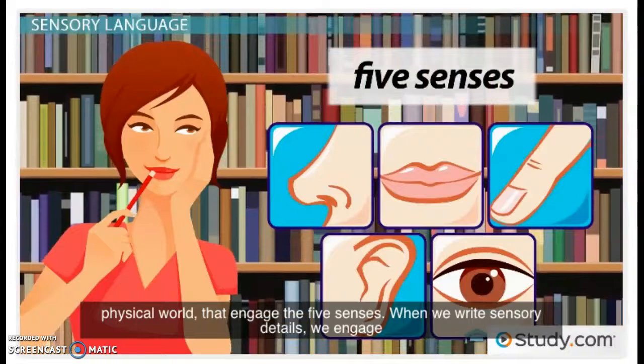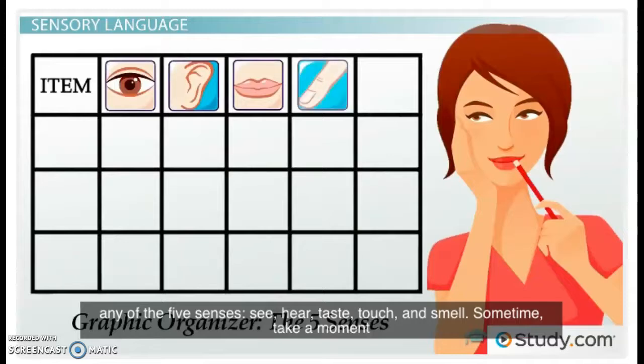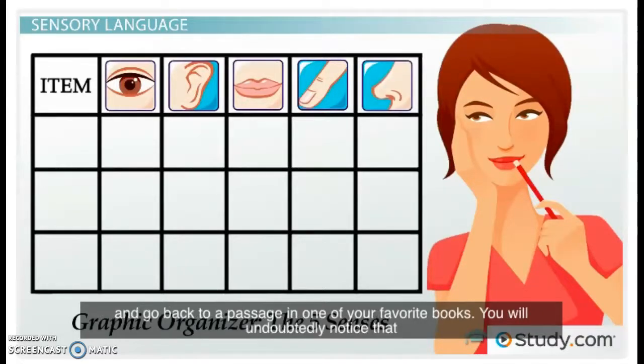When we write sensory details, we engage any of the five senses: see, hear, taste, touch, and smell. Sometime take a moment and go back to a passage in one of your favorite books. You will undoubtedly notice that the author has used at least one sensory detail.